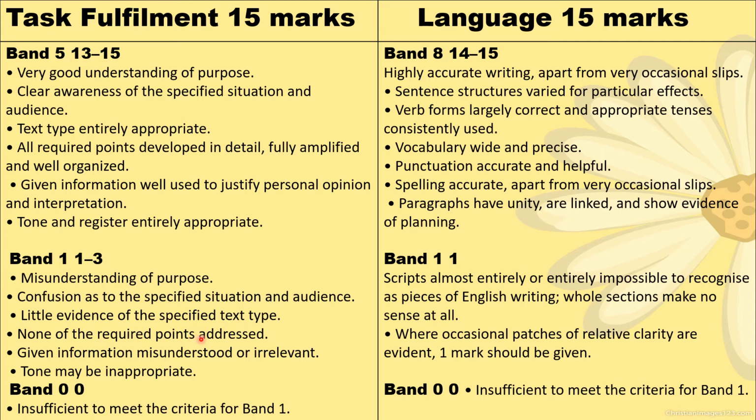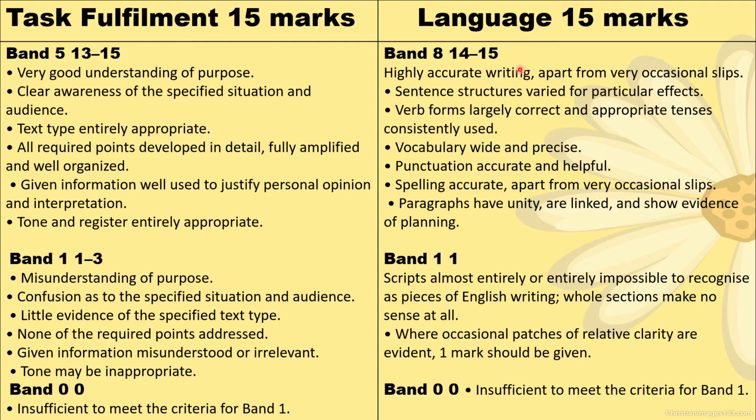None of the required points addressed. Some points, you have skipped one rubric, you have come to the next, you have merged it. Even this is a serious mistake. The given information is misunderstood, or you are adding irrelevant material. This is something really very important. Tone may be inappropriate, like you are not writing in the correct tone, your language is not correct. And band 0 is the one where a script will be marked 0, God forbid, insufficient to meet the criteria for band 1. I'm sure that this will give you a better picture to write on.